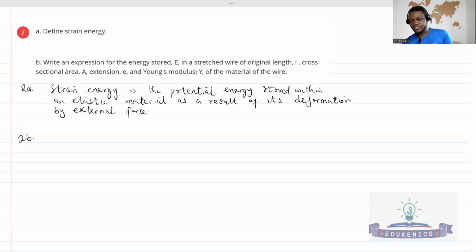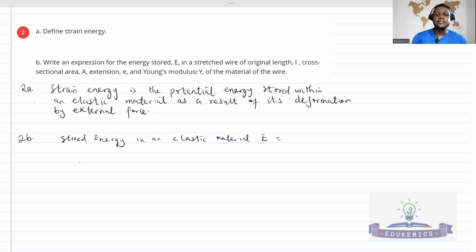And since we are dealing with energy, we are asked to give the expression for the energy stored. So we need to think of the energy stored in an elastic material, E. So if it's half Fe, sometimes it is written as E equals half ke squared. But what we are given from our question, we are asked to just find the relationship between E, L, the extension, A, and the Young modulus. So we don't have the force constant there. So we are not using this particular formula.